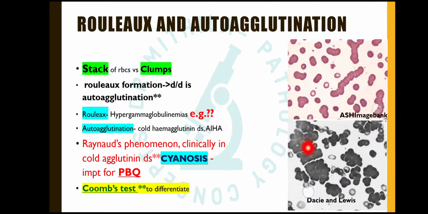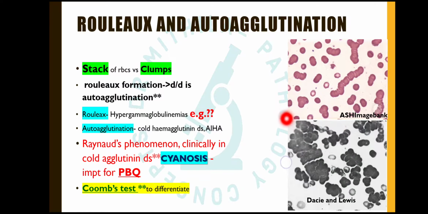So in autoagglutination generally it is because of the antibodies. So in autoimmune hemolytic anemia, because of the antibodies, the RBCs are joined to each other in the form of clumps. While because of certain proteins which are increased in the blood, this stack of RBCs or rouleaux formation is seen in certain hypergammaglobulinemias, most importantly multiple myeloma. Autoagglutination is commonly seen in autoimmune hemolytic anemia, like cold hemagglutinin disease.